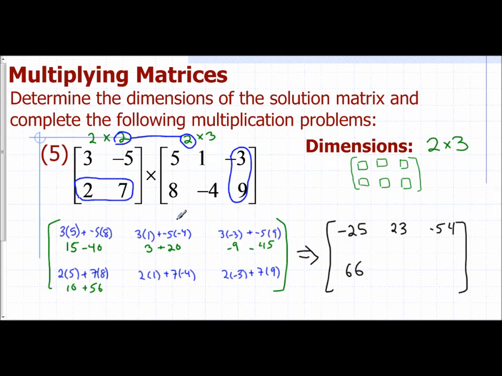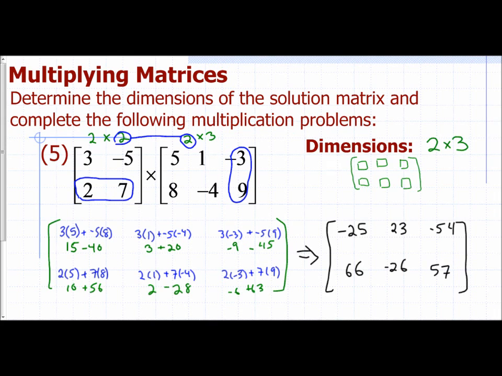2 times 1 is 2. 7 times -4 is -28. So 2 minus 28 is -26. And lastly, 2 times -3 is -6. 7 times 9 is 63. So -6 plus 63 is going to give me positive 57.